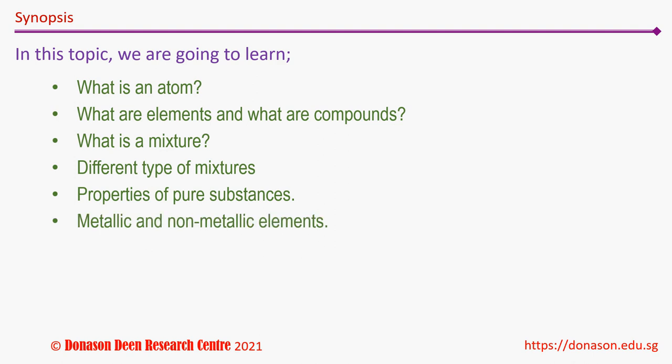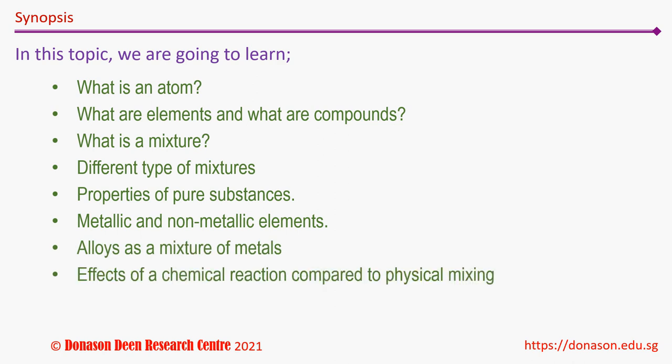We will then move on to metallic and non-metallic elements, as well as learn about alloys as a mixture of metals. We will see what effects chemical reaction can produce in comparison to some simple physical mixing, which produces mixtures. Lastly, we will look at the reversible and non-reversible changes that can happen to matter or substances.